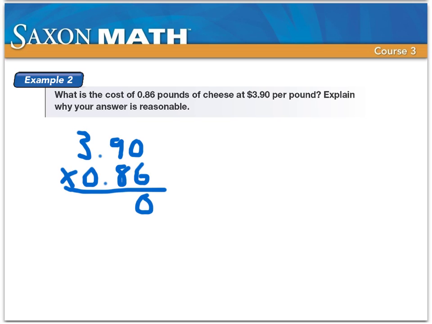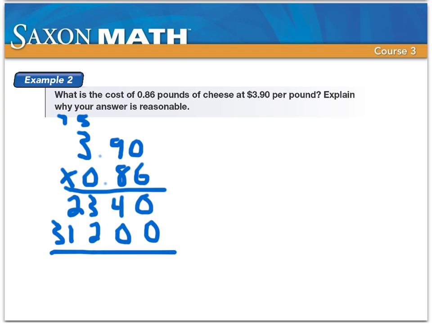0 times 6 is 0, 9 times 6 is 54, and I carry my 5. 6 times 3 is 18, plus 5 is 23. And down to 0. 0 times 8 is 0. 9 times 8 is 72. Carry my 7 now. 8 times 3 is 24, plus 7 is 31. I could multiply everything times this 0, but 0 times 0 is 0, 0 times 9 is 0, and 0 times 3 is 0, so I would just add zeros at the end, so I don't need to do that. So I'm going to add them now.